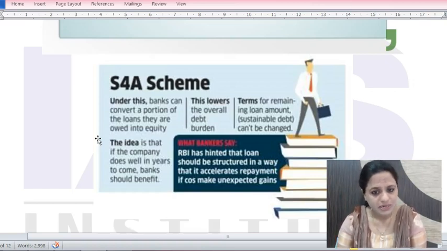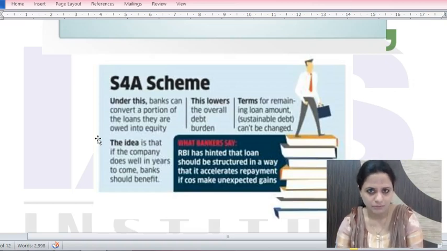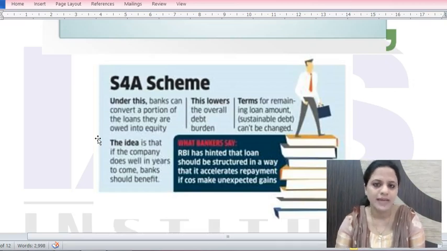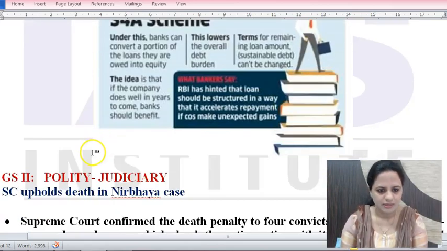Also, RBI had instructed that the structuring of stressed assets should happen in such a way that if the companies make unexpected gains, then the repayment should also be accelerated. It should be quickened. So this was the S4A scheme.